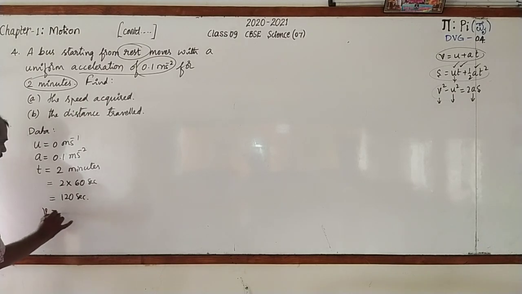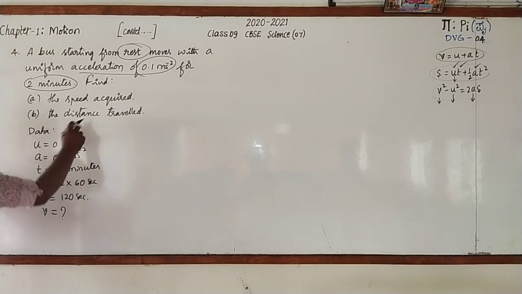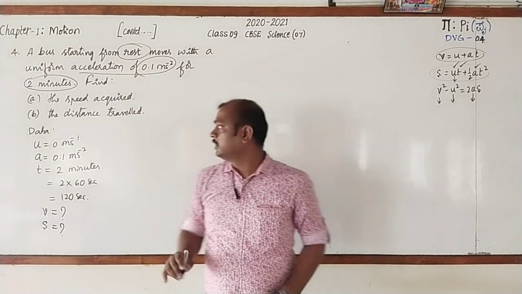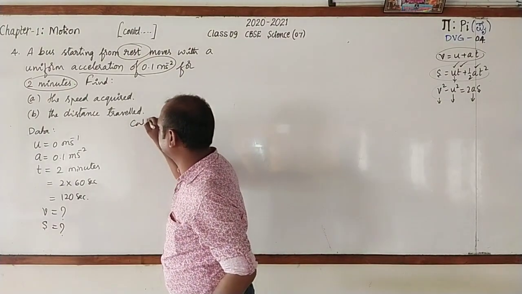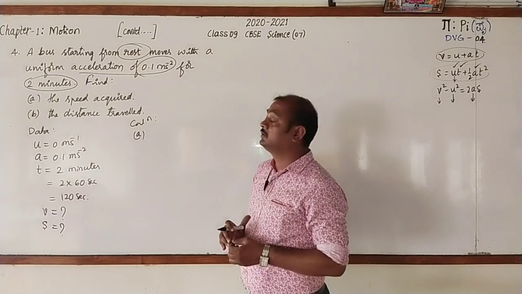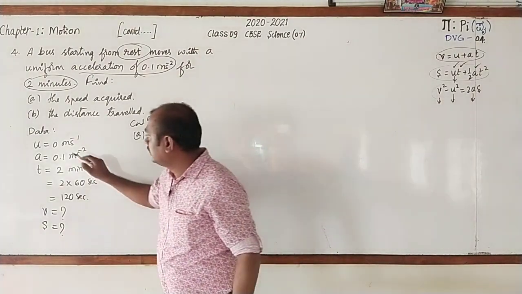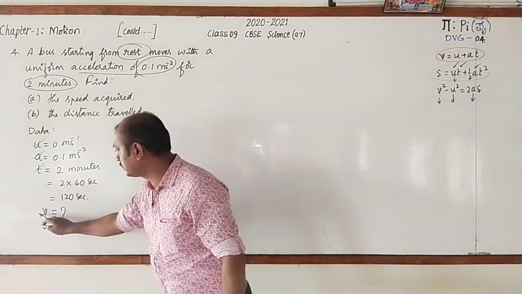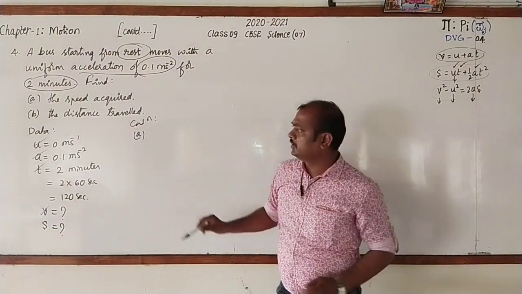So it is V, that is final velocity, to be found out. And second one is distance traveled. It is S. Let's go for calculation. You are going to find out V, that is the speed acquired. Look here. This is initial velocity, acceleration, time. You are going to find out final velocity.